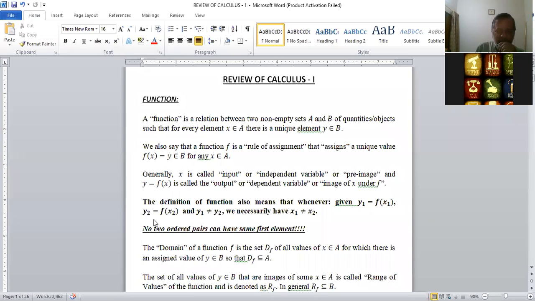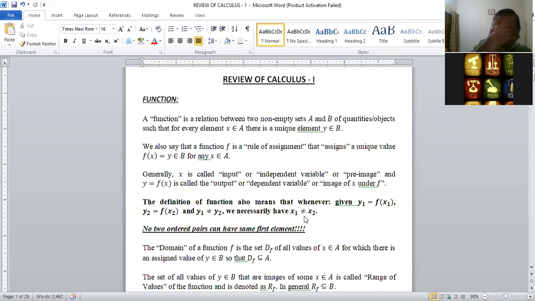एक line में bold कीजिए, the definition of function also means that whenever we are given 2 points in the graph, y1 is equal to f(x1), इसका मतलब एक point है graph पे (x1, y1), and there is another y2 is equal to f(x2), यानी (x2, y2) एक और point है. Now if the images y1 and y2 are not same, then the pre-image or x value cannot be same. And that also is stated as no two ordered pairs can have same first element. y1 और y2 यानी images different हैं, तो pre-images जो हैं इनको भी different होना चाहिए.